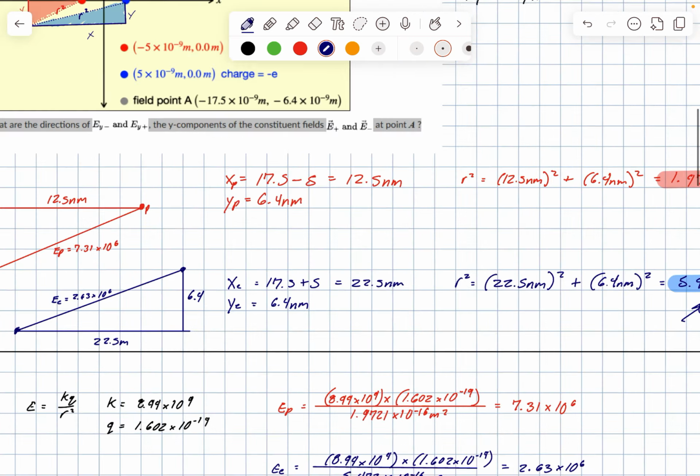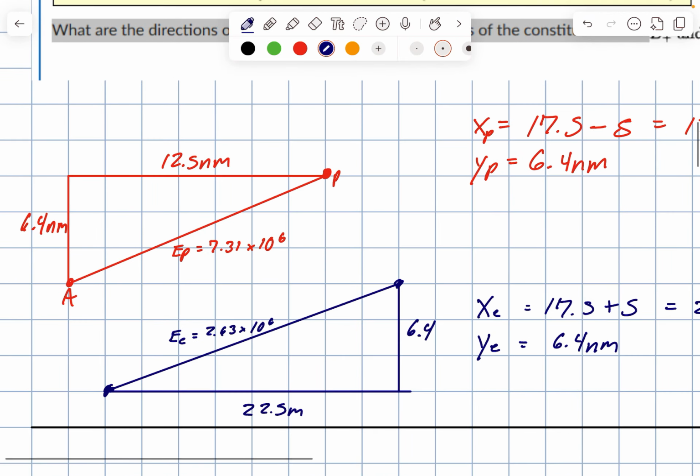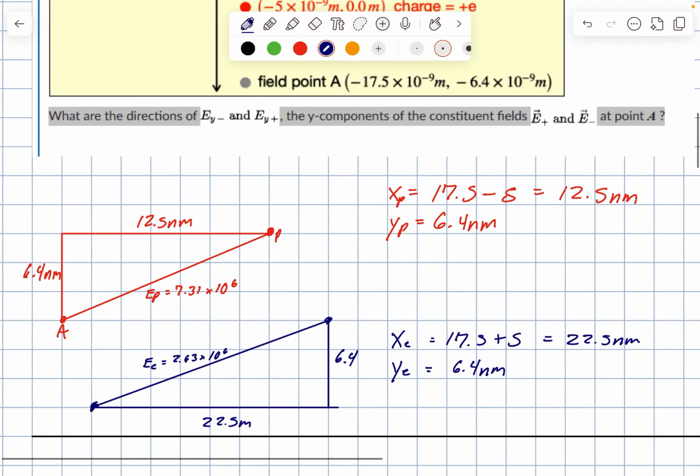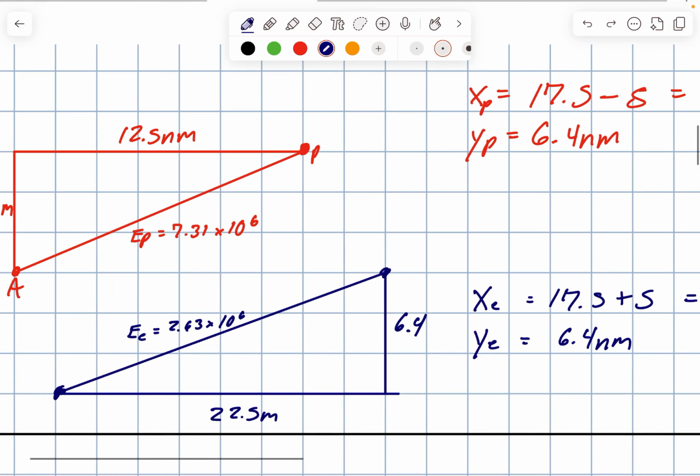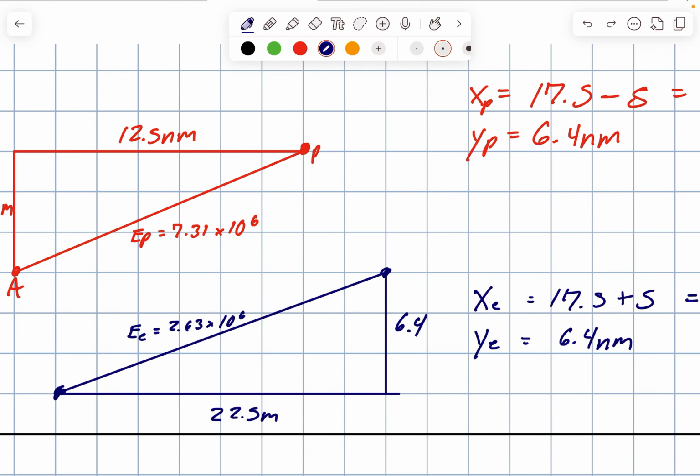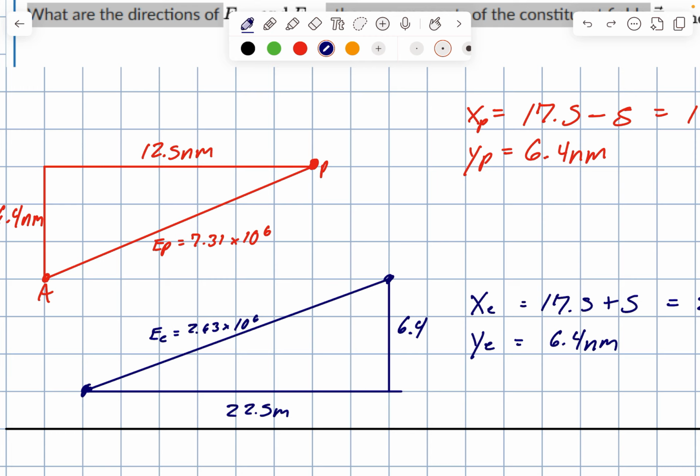So if we look at our electric field values, even though the distance between the proton and point A is shorter, we have a stronger value compared to our electron's electric field, which has a longer distance but a weaker electric field. So those numbers check out. We can now move on to the next step of figuring out this problem.